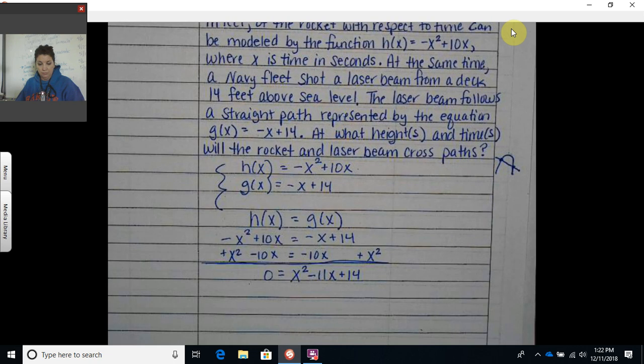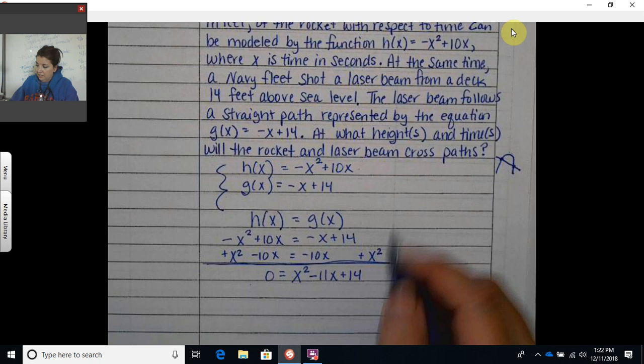So I want to factor it. Does it have a GCF? No. Okay, let me think about this in my head real quick because I don't have a lot of space. I would need two numbers that multiply to get AC, which is 14, add to get negative 11. We got 7 and 2, 14 and 1, negative 7, negative 2, negative 14, negative 1. Is that going to be factorable? No. So I don't even need to go through the hassle.